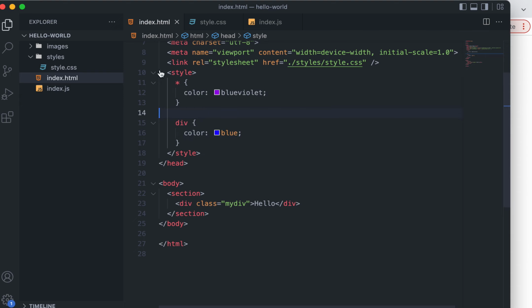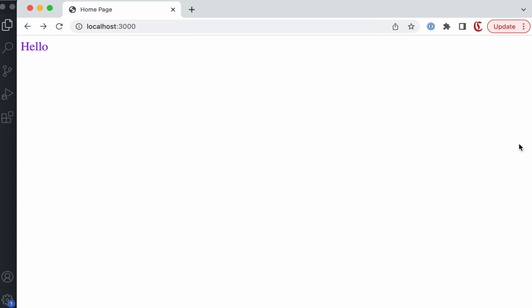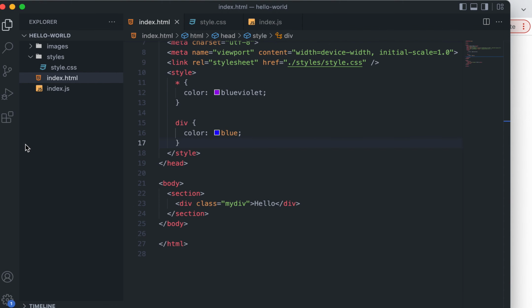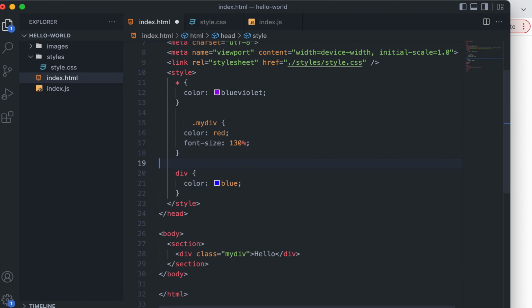Even if you write this before the star, it will still overwrite, because this has more specificity than the universal selector. Okay, now you see that when we refresh this, it is going to be blue, because this blue is defined here. Okay, next, let's say we write this thing, dot my div.